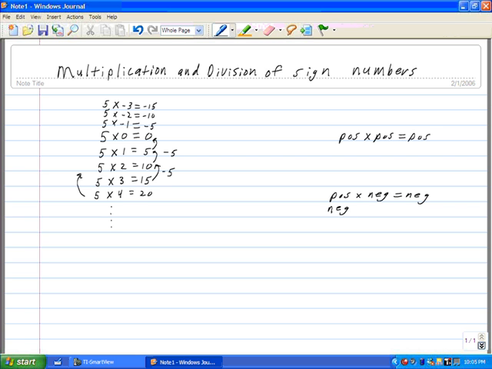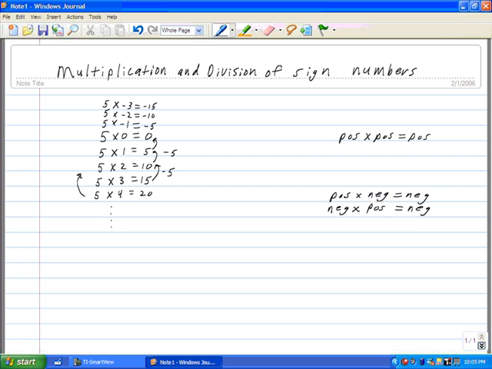Now, if we want to look at the other possibility, if we want to think about what would happen with a negative being multiplied by a positive, well, we just need to remember that multiplication is commutative, meaning the order in which you multiply does not matter. So we can just go ahead and generalize that this is going to give us a negative result as well.